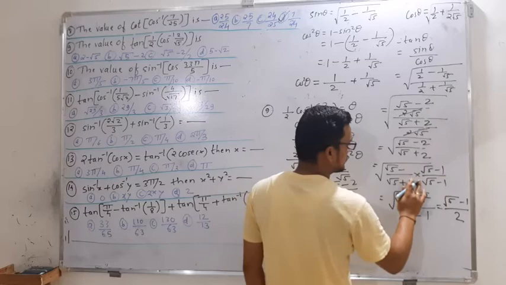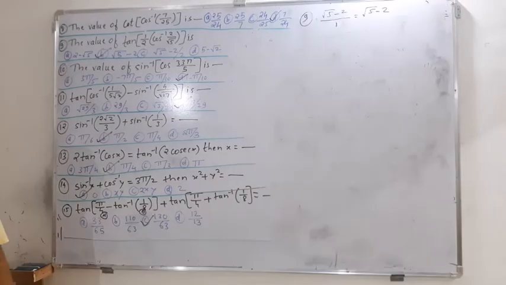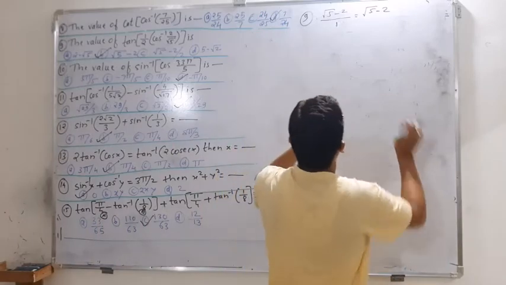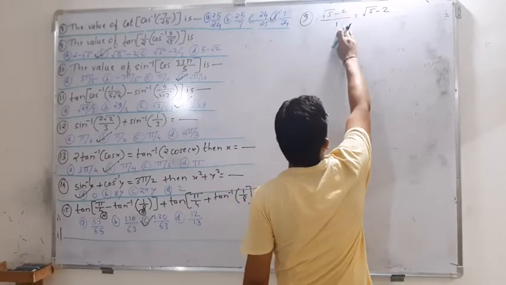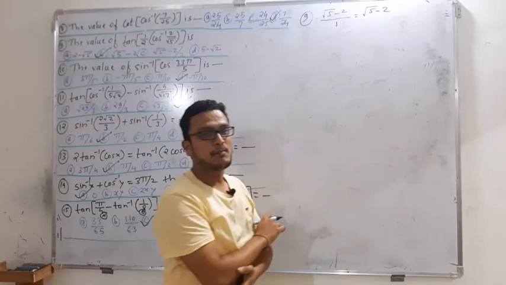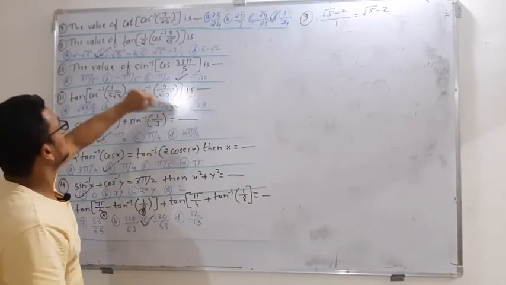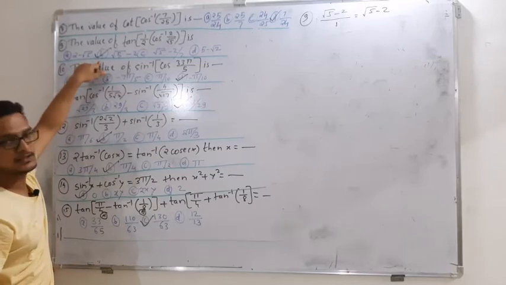Okay, here also the same. Yes, so the answer of question number 9 is root phi minus 2 upon 1, which is equals to root phi minus 2. After the rationalization we got that answer, so option B will be correct.